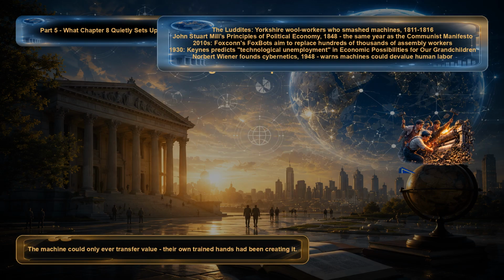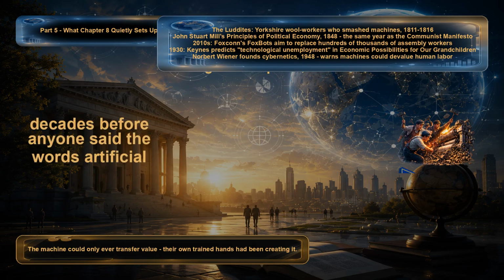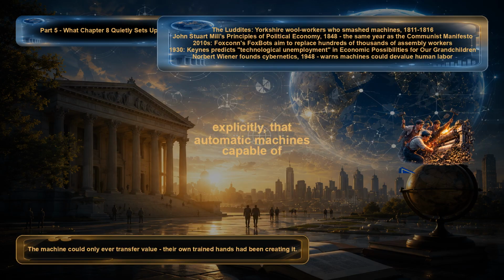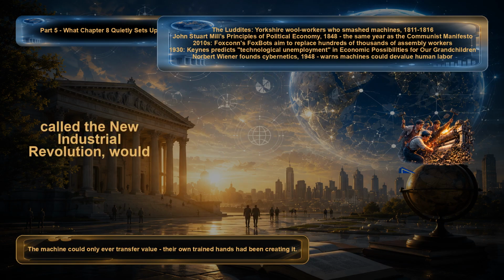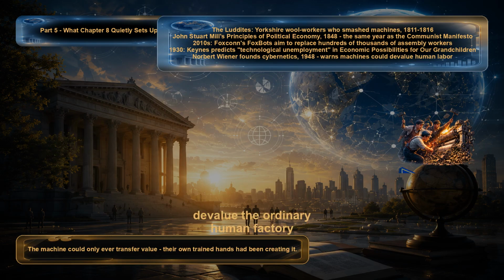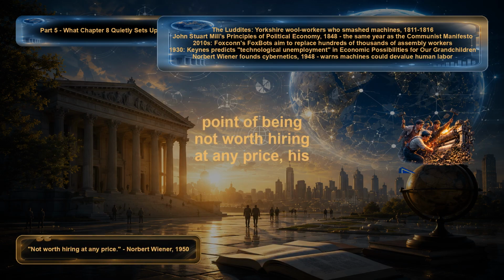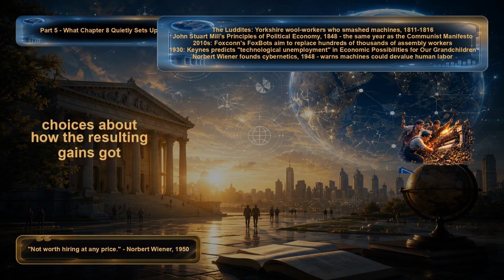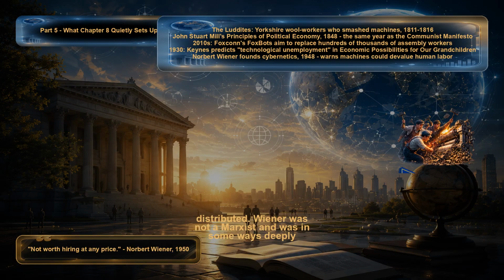In it, writing at the very dawn of the digital computer, decades before anyone said the words artificial intelligence, Wiener warned, quite explicitly, that automatic machines capable of adjusting their own behavior, what he called the new industrial revolution, would devalue the ordinary human factory worker to the point of being not worth hiring at any price. His own phrase, unless society made deliberate choices about how the resulting gains got distributed.